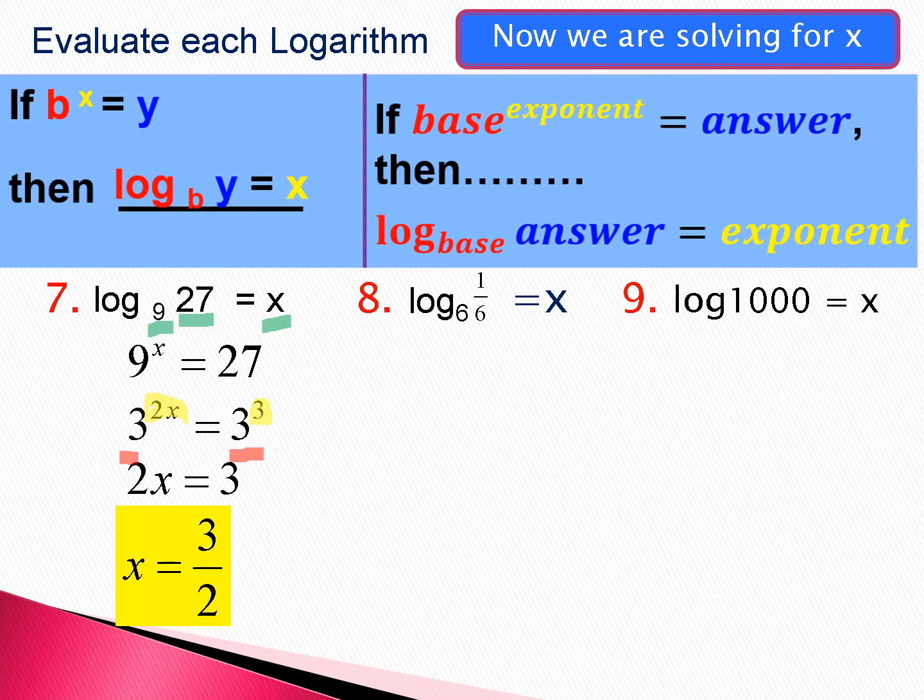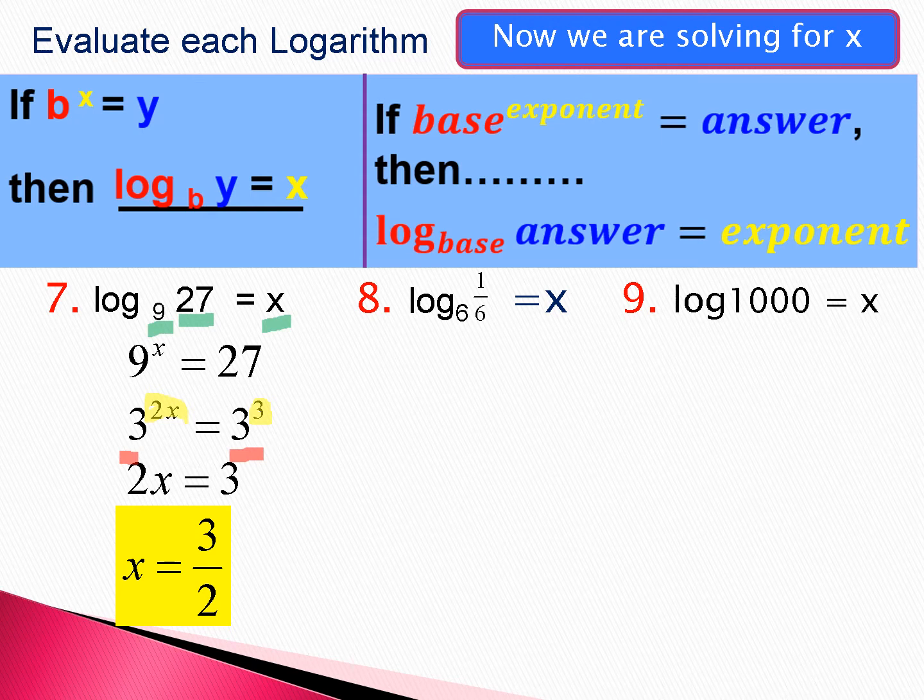So let's recap. You want to convert to the same base, and then you want to set the exponents equal, because if the bases are equal and the left side equals the right side, then you're just going to set the exponents equal. Okay, let's look at number 8.